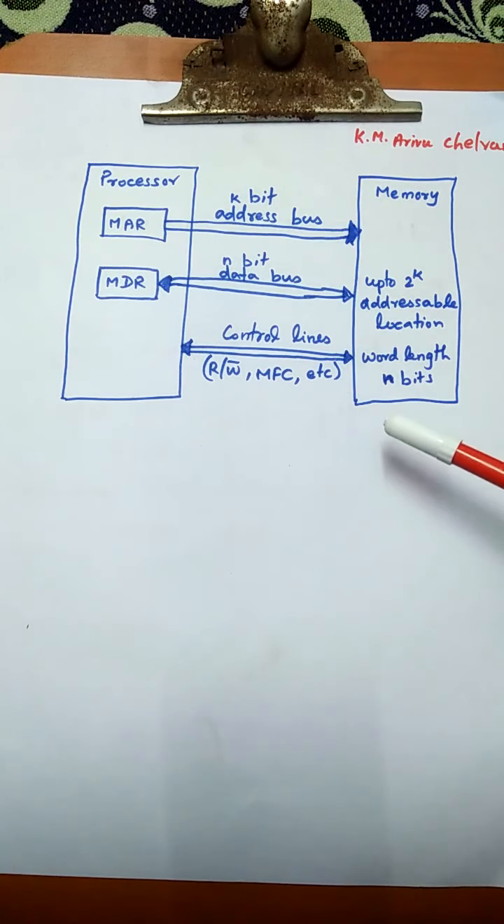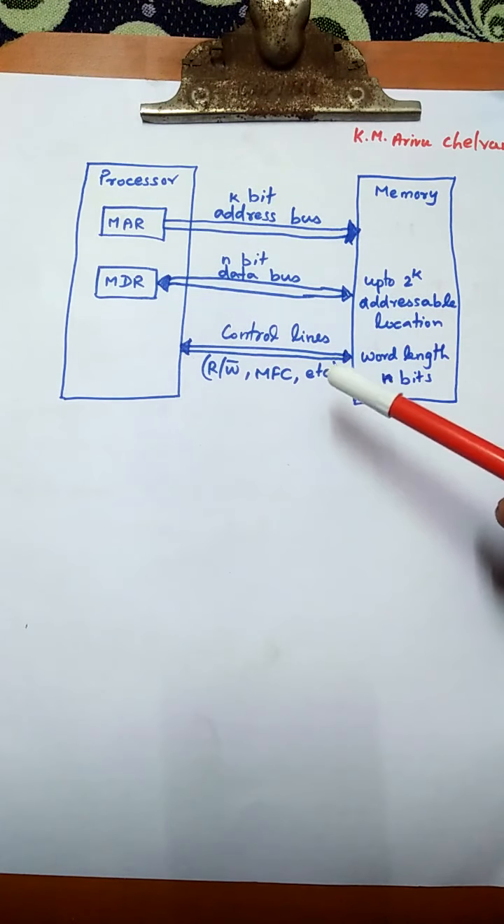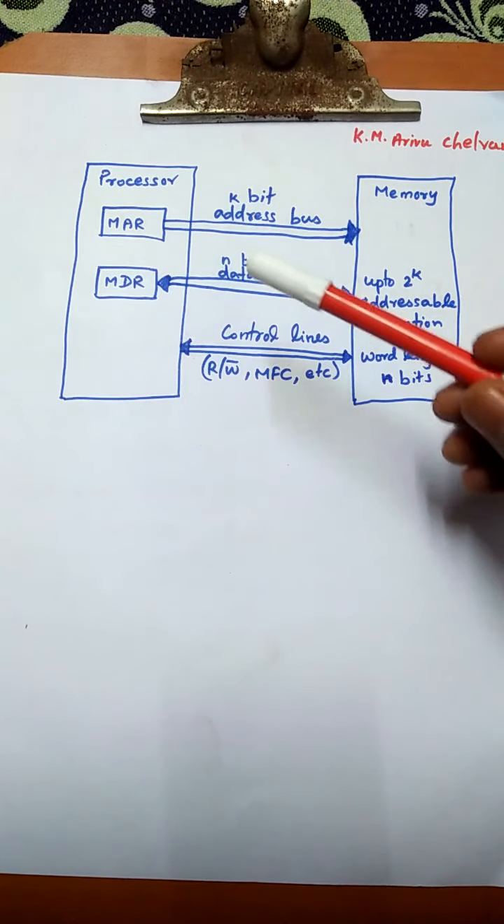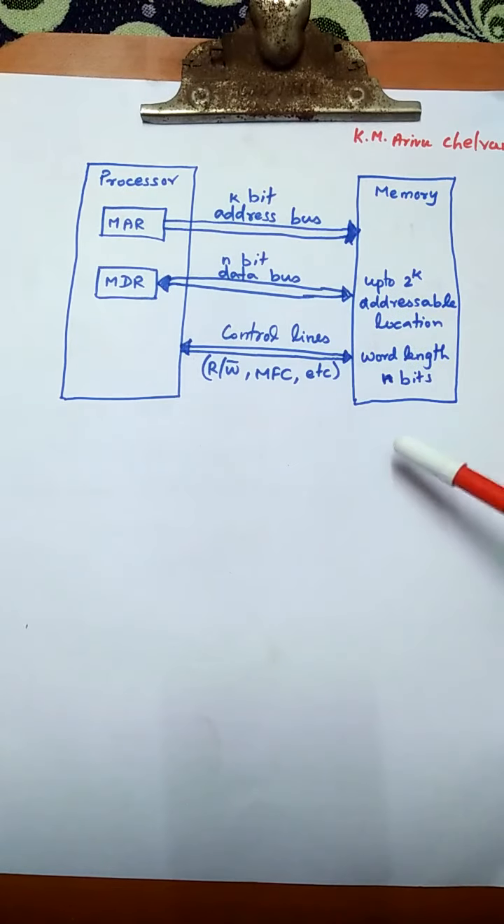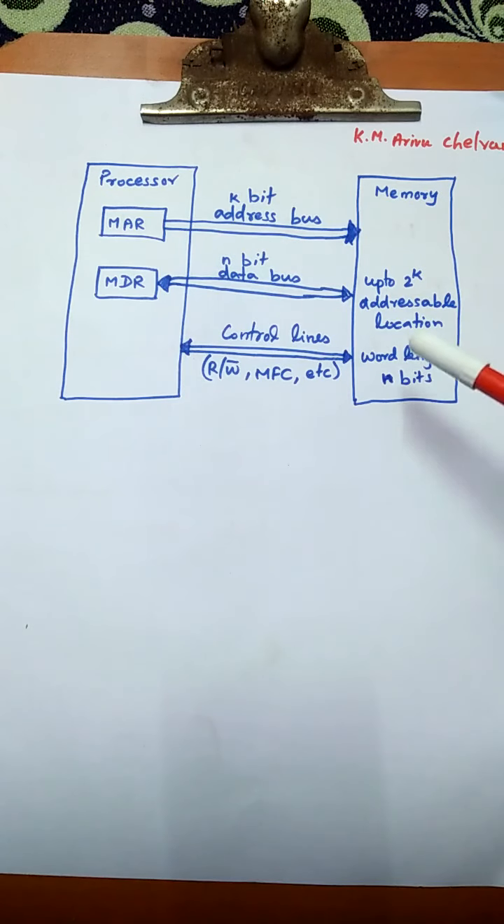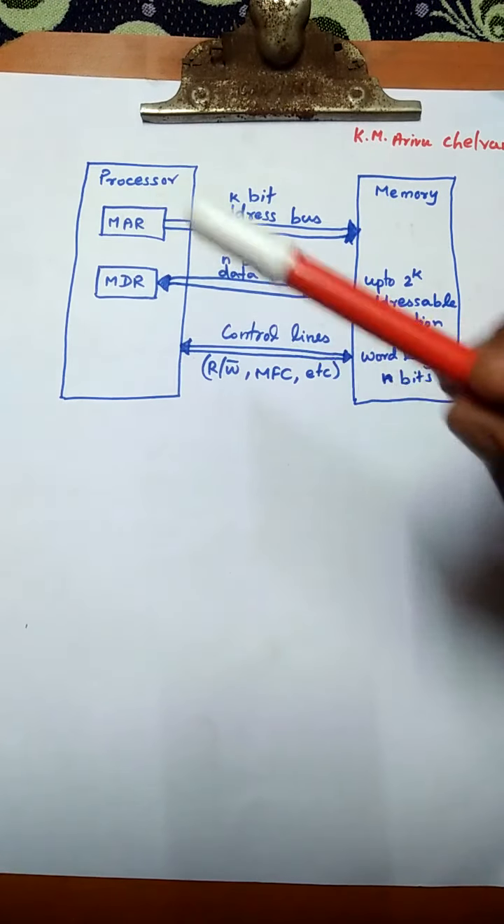Here, k bits represents the number of address bits and n bits represents the number of data bits transferred in a unit time. Here we are going to discuss two things: one is how data is read from memory to processor, and also how data is written into memory from the processor. These two concepts we are going to discuss. First, the read operation.